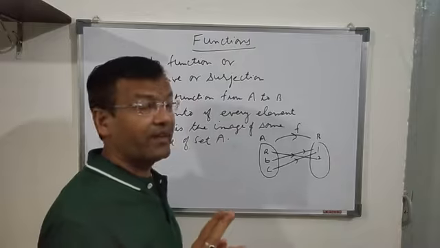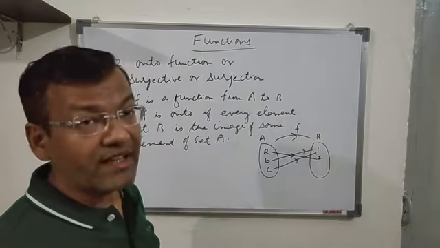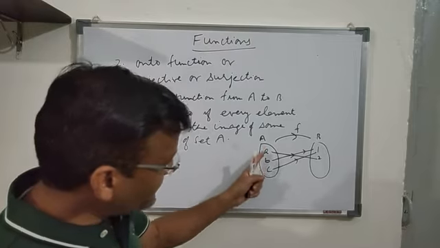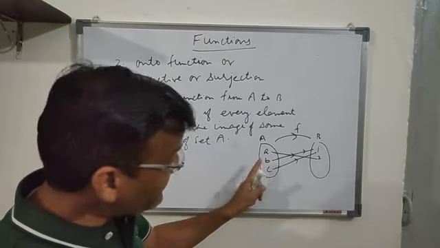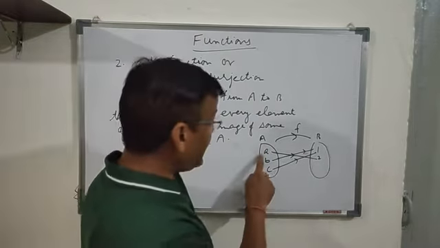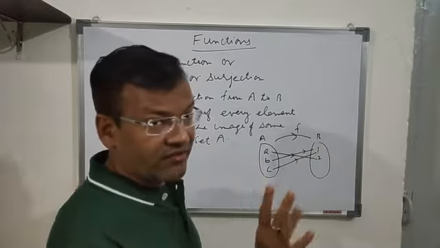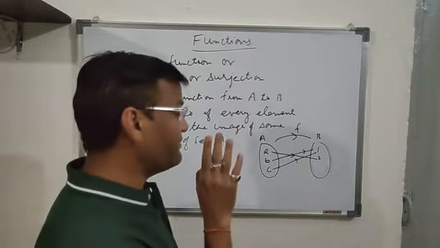For a function, you have to see two things. One thing is that every element must have an image, and every element must have a unique image. So if I say A is having the image 2, B is having the image 1, C is having the image 1, every element is having a unique image.